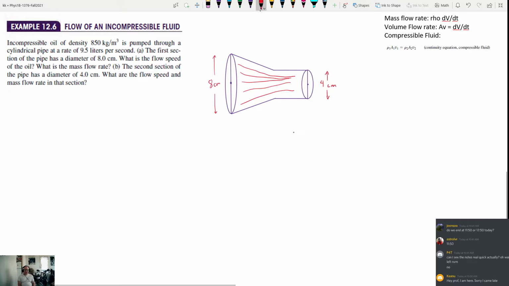There's fluid flowing through here, and the rate at which the fluid is flowing we don't know, but we do know the density of the oil is 850 kilograms per meter cubed. And we also know that it says it's pumped through a cylindrical pipe at a rate of 9.5 liters per second. What is that going to be?